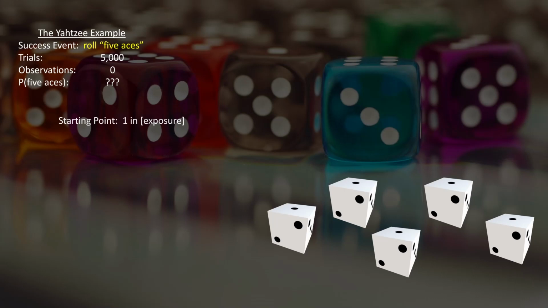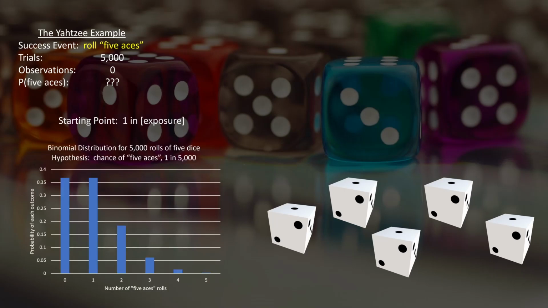So if I now assume that that is the probability of rolling 5 aces for just a moment, I can now use the binomial distribution to determine how likely it is that over 5,000 rolls, I would see 0 observations, or 1, or 2, or 3, and so forth. And this is what it looks like.